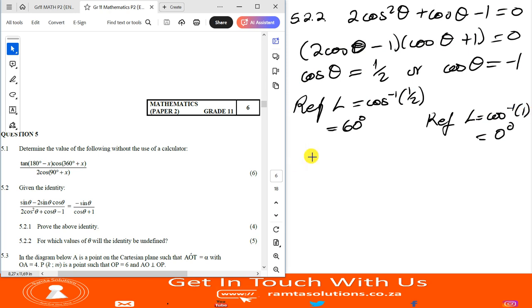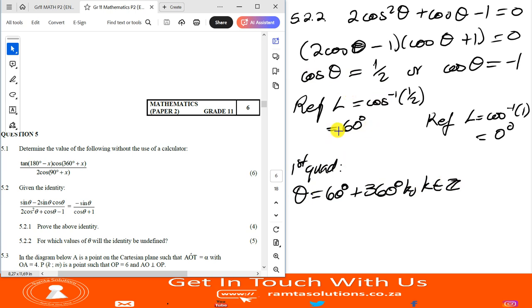Okay. So now for our general solution, let's begin. For this one, we say cos theta is positive. Cosine is positive in the first quadrant. In the first quadrant, we deal with theta equals the reference angle, 60. So it will be 60 degrees plus, because it's cosine, 360 degrees k, where k is an element of an integer.